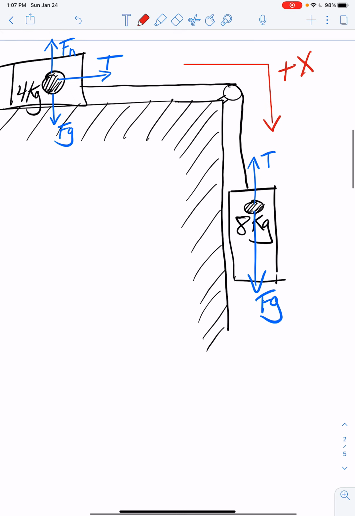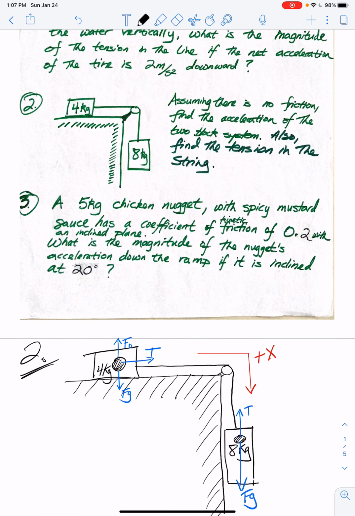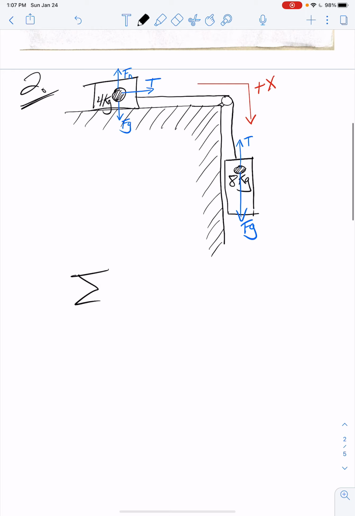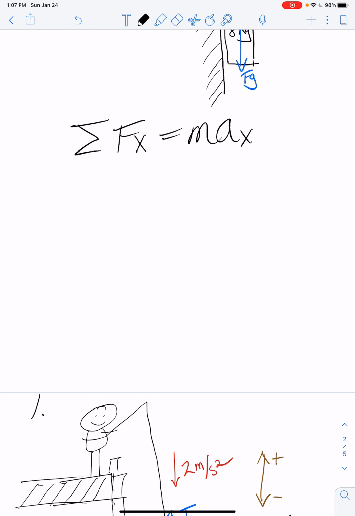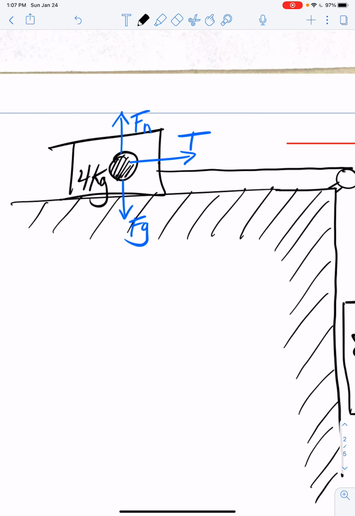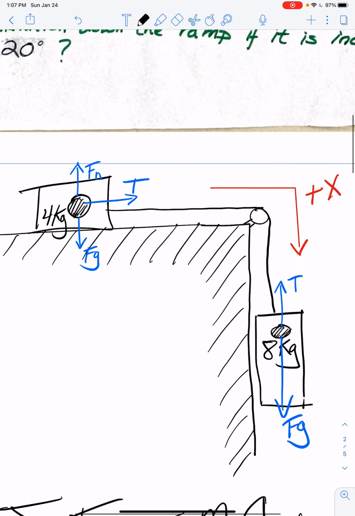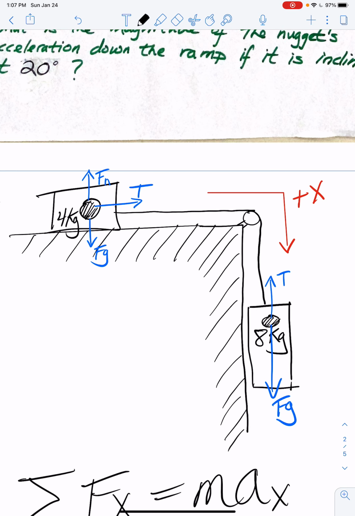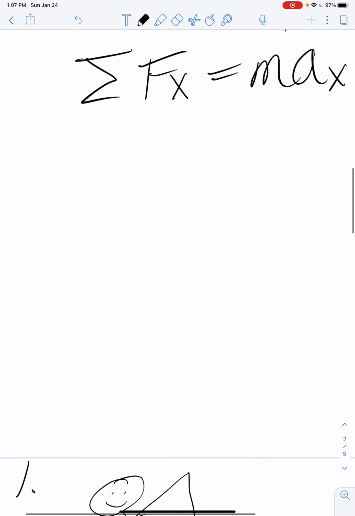So let's go ahead and solve the problem. We want to know what is the acceleration in the x direction. So let's go ahead and work in the x direction. All right, so sigma Fx equals max. We should note here that with this block first, Fn and Fg are not x forces, because on top of the table, positive x is right. So only T is an x force. If there was friction, then that would be a negative x force, but there's not.